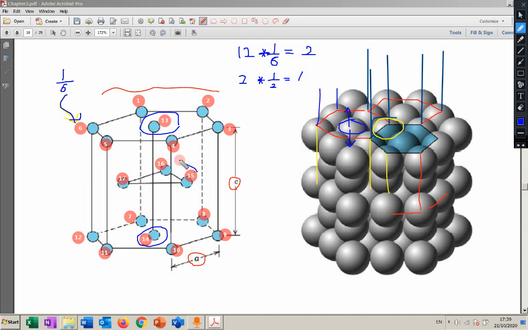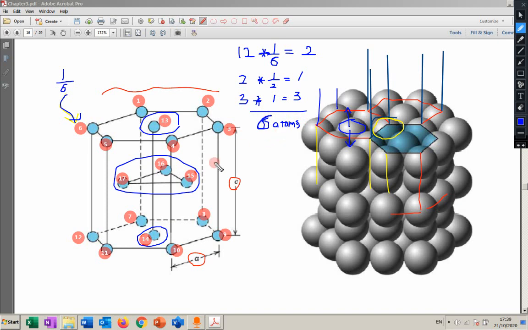Now, however, the ones in the middle are completely inside the unit cell. So there will be 3 interior atoms completely inside it, and that's going to be 3 there. So the total number of atoms here will be 6 atoms. Now if you remember, I told you in the cubic the maximum number of atoms would be 4.